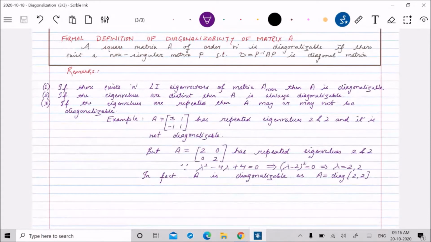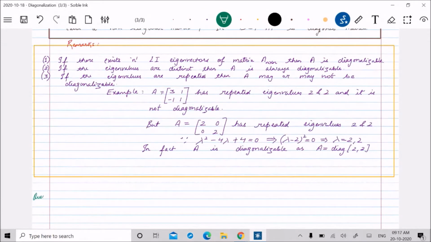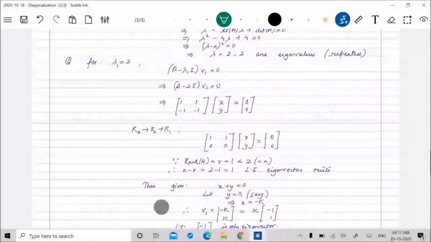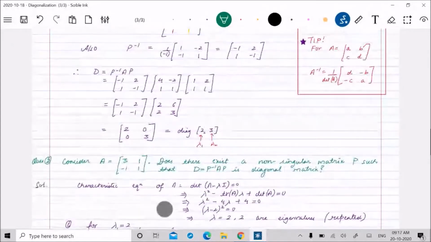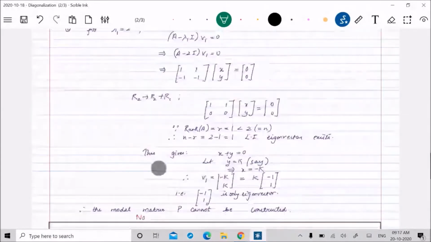Okay, now I will proceed further after making a box on these remarks, because these are very important. Question. Suppose the eigenvector was, let me take, it has 1, 1 and 2, 1. Okay, fine.